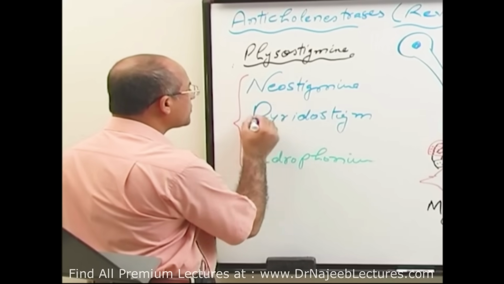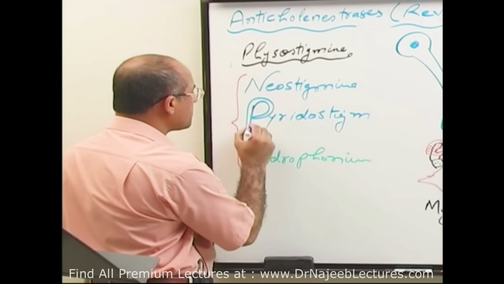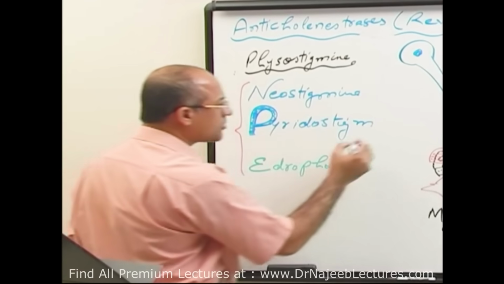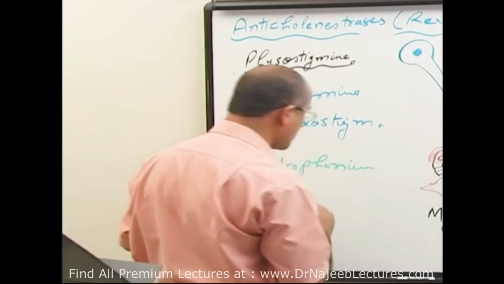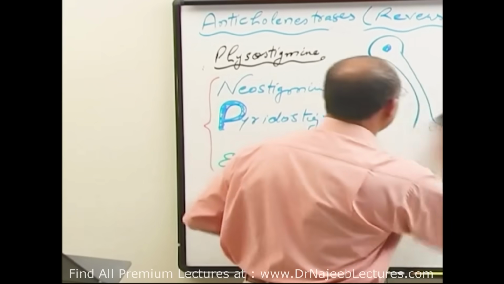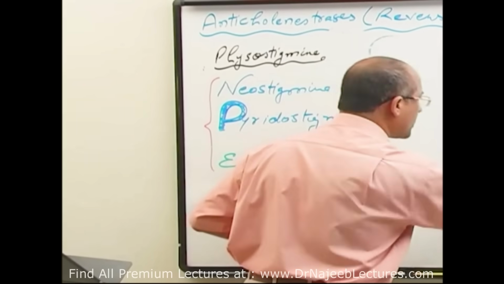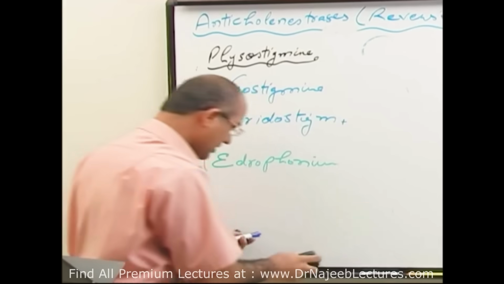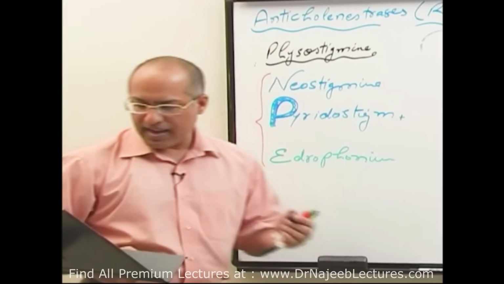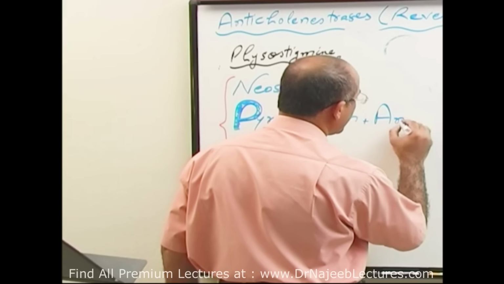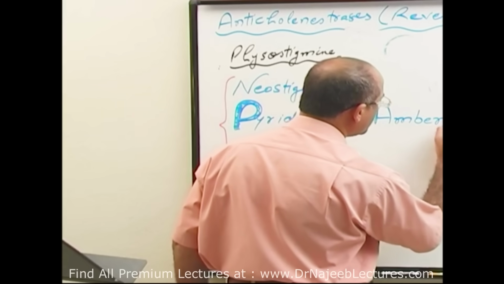Pyridostigmine and its friends. This P is very important. You know many things. P for what? Pyridostigmine and another drug which is related with that, and it has some other drugs in association with it which are similar. Ambenonium. I don't know from where they find this name.